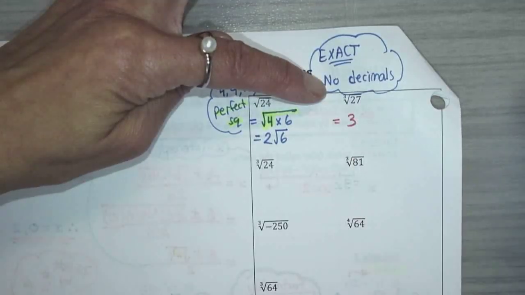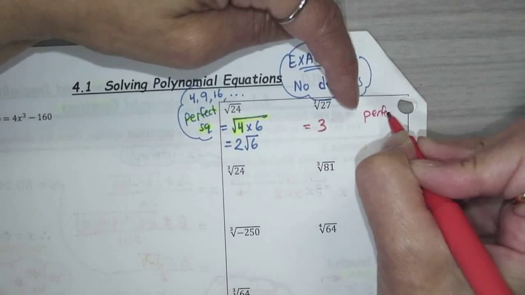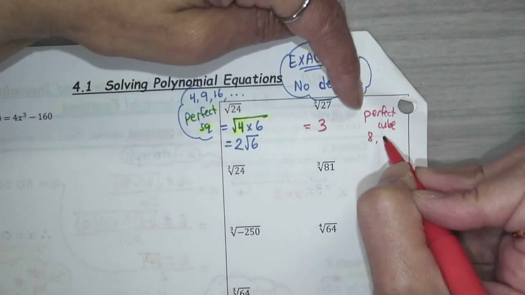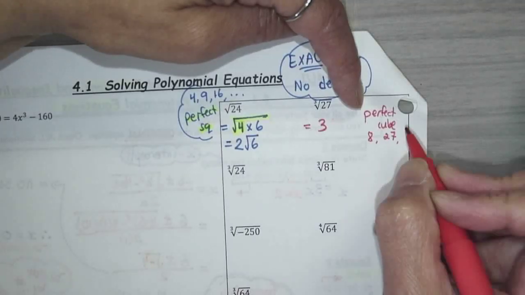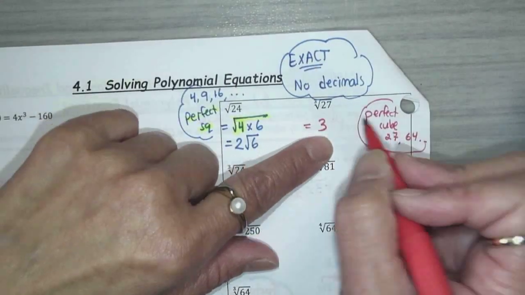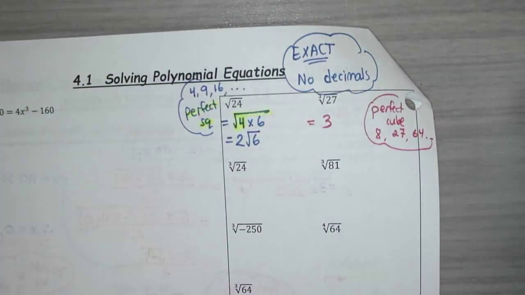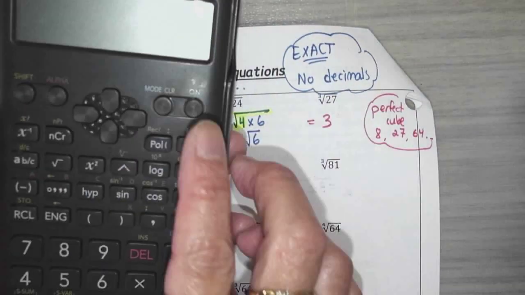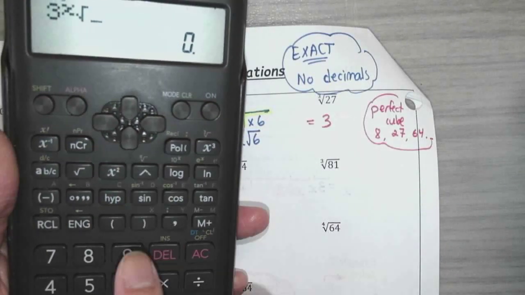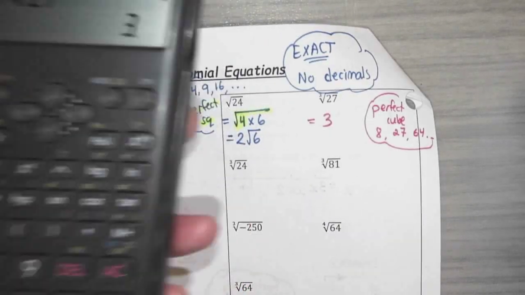3. And we're looking for perfect cubes. So a perfect cube would be 2 times 2 times 2 is 8. 3 times 3 times 3 is 27. 4 times 4 times 4 is 64, etc. So we're looking for a perfect cube because it's a third root. You can do that on your calculator. On your calculator, there is the button with the little x above, and you would go shift, third root of 27, and you get the 3 back.